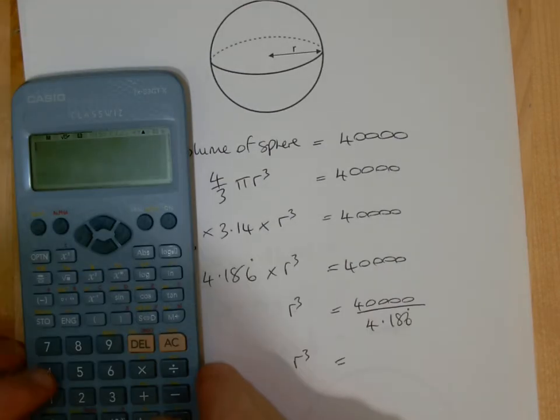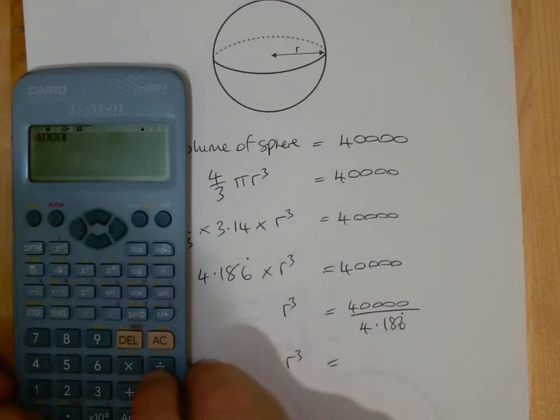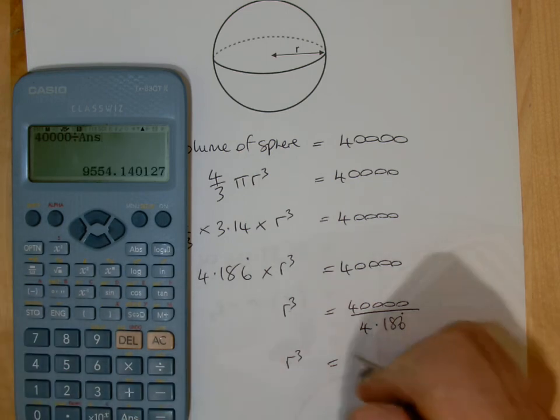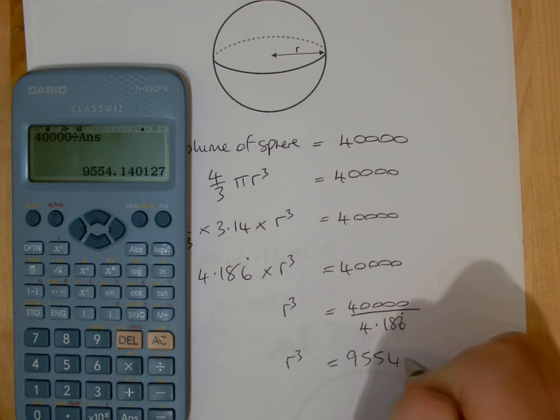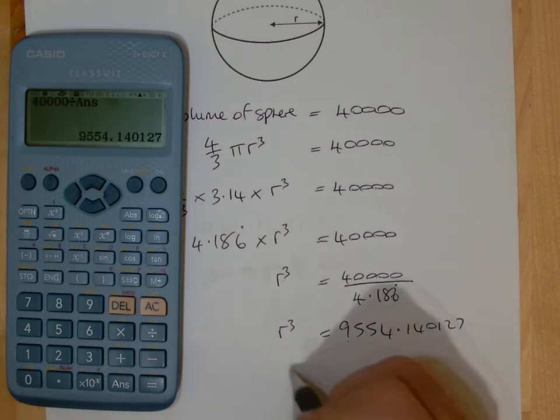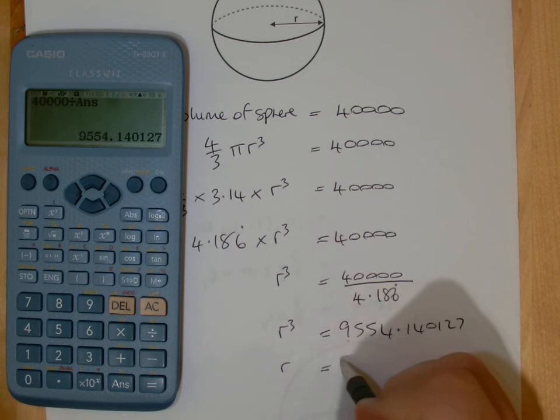So all I've got to do is 40,000 divide by the answer, and I get that, 9554.140127. Let's think about it. How can I get r from there? So something cubed is this. To work out what that something is, I've got to do the opposite.